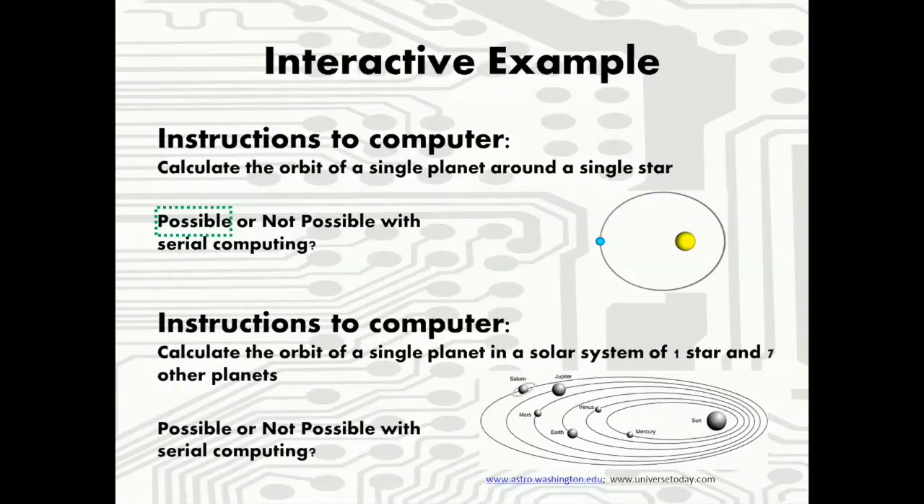Now let's look at a harder problem. We're going to calculate the orbit of a single planet in a solar system made up of one star and 7 other planets. Again, we ask, is this possible or not possible with serial computation? Take a few minutes to discuss amongst the class and be sure to explain your reasoning.